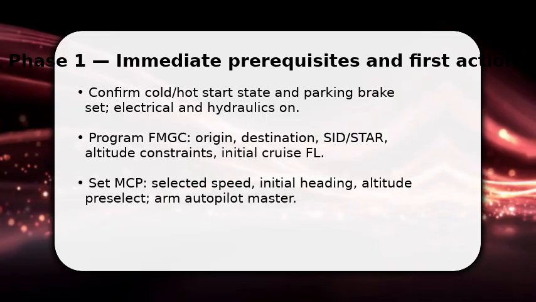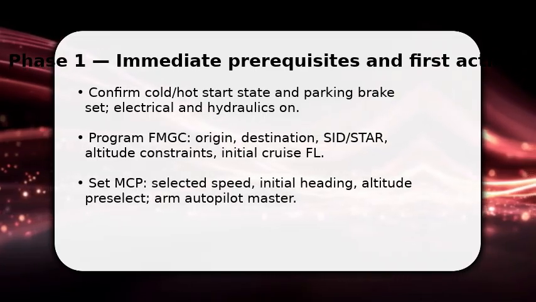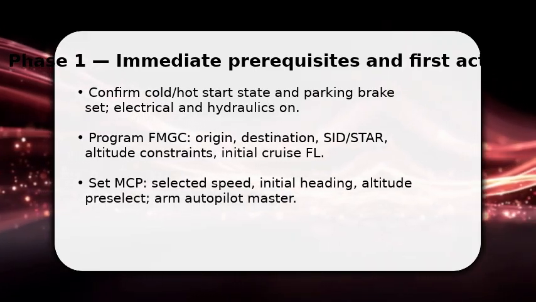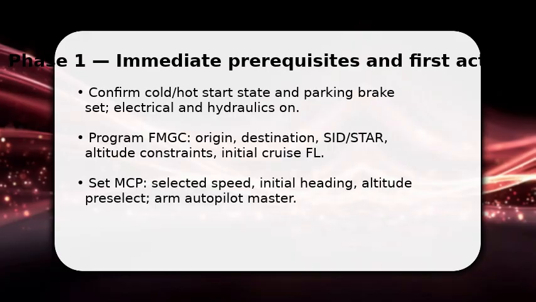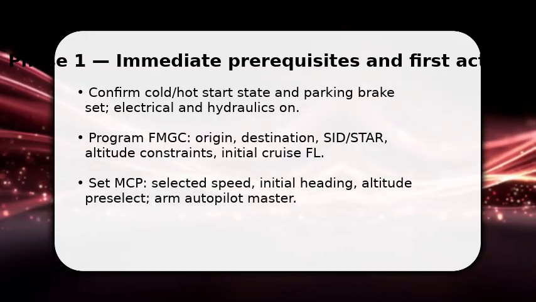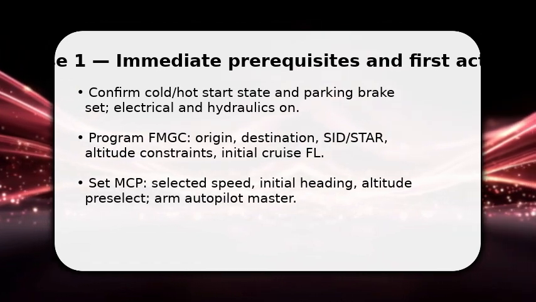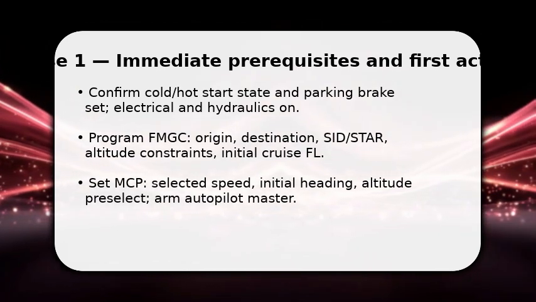Once done, set the MCP selected speed, initial heading, and altitude preselect. These tell the autopilot how to control speed and climb. Make sure the autopilot master is armed but not engaged yet. You want the aircraft ready to capture the lateral and vertical modes when you request them.